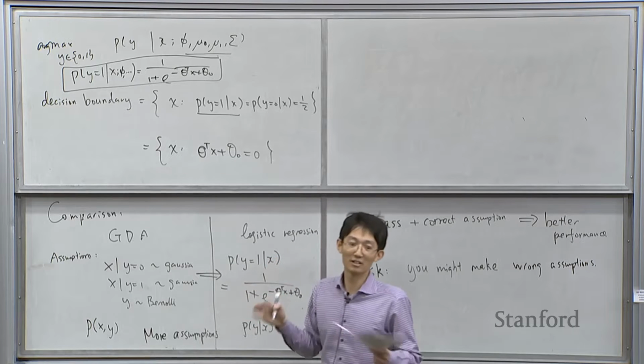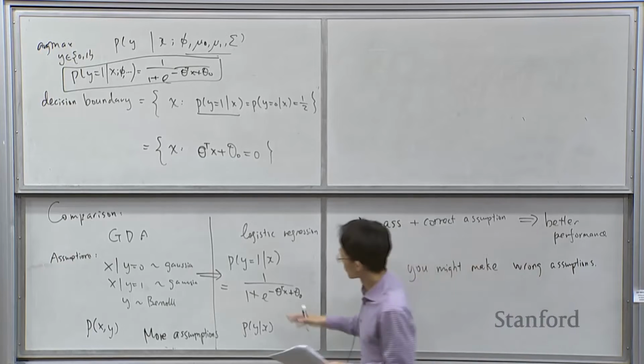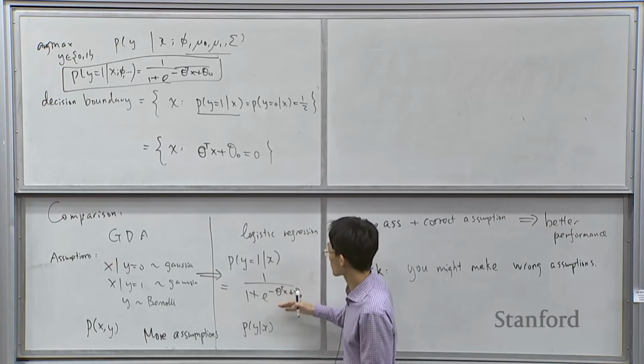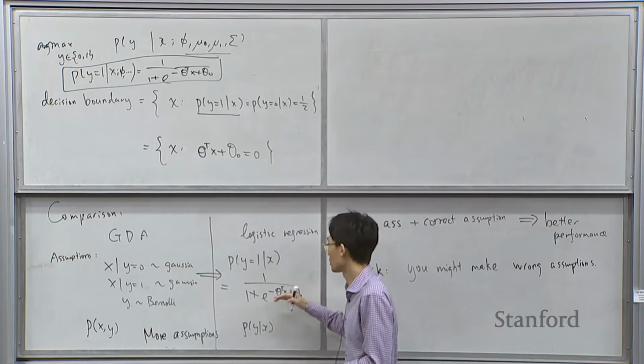So you're going to get a different set of theta and theta 0. That's why it makes a difference. So how do you get this theta and theta 0 from logistic regression? You just directly fit your linear model using logistic regression. That's how you get theta and theta 0.